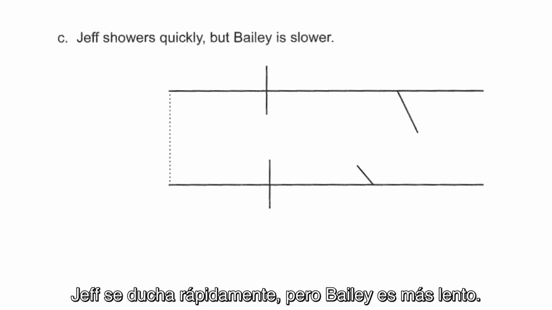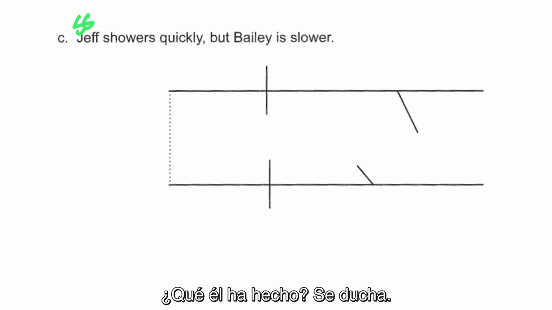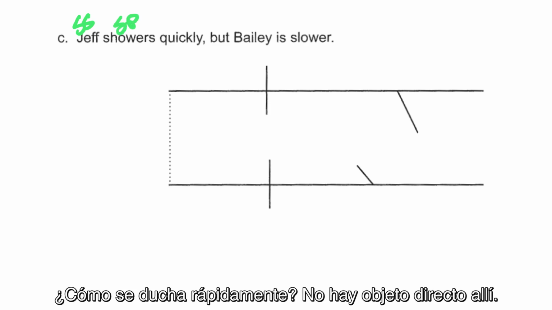Jeff showers quickly, but Bailey is slower. Who or what is this about? It's about Jeff. What does he do? He showers. How does he shower? Quickly. No direct object there.